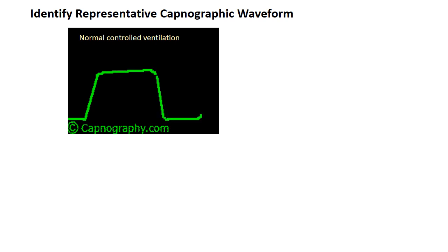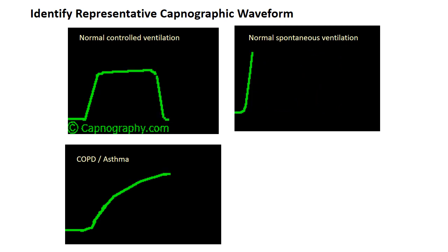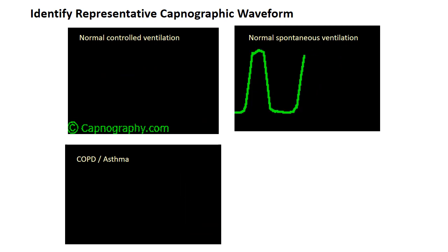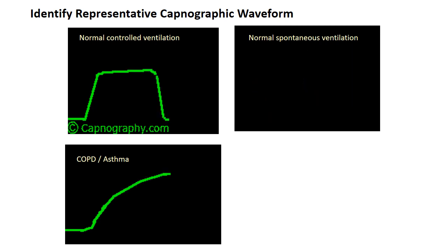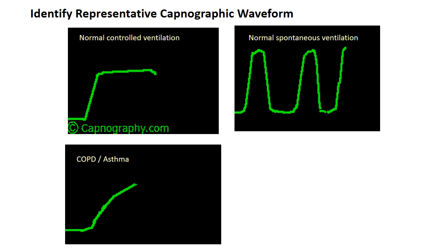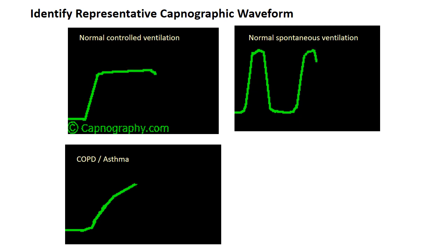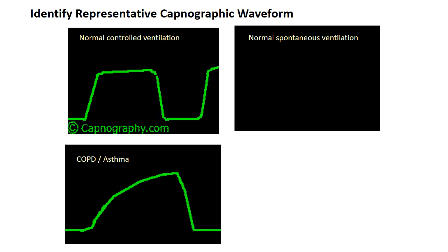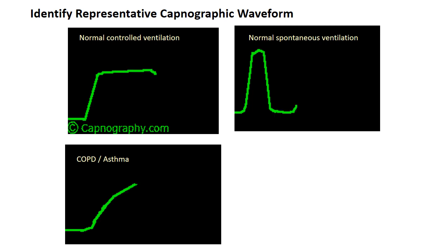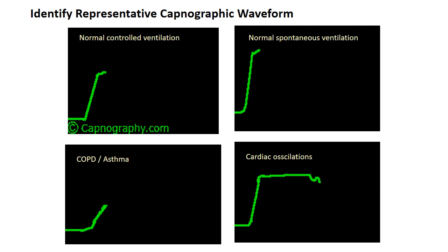Now, this capnogram we can see in the case of a normal controlled ventilation patient. This can be seen in the case of a normal spontaneous ventilation patient. In the case of a COPD patient, asthma, or ET tube block, there is slanting and prolongation of the expiratory phase, which indicates obstruction in the respiratory pathway. It is either due to obstruction in the endotracheal tube or obstructive lung disease like COPD and asthma. And cardiac oscillation is due to the contraction and relaxation.